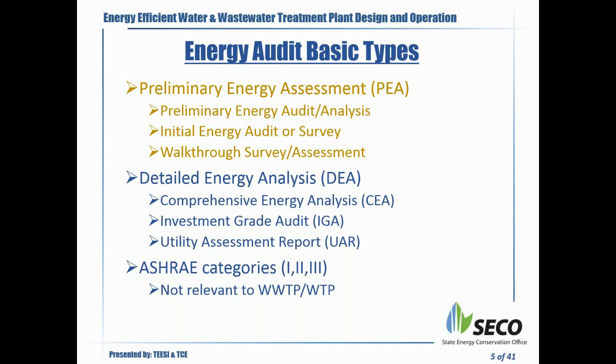For those of you who are on the building side, you may have come across ASHRAE categories 1, 2, and 3. Mostly the ASHRAE category 1, 2, and 3 type of audits are geared towards facilities, buildings and so forth, and not too relevant to water wastewater treatment plants. For example, the SECO PEA would be somewhere between ASHRAE category 1 and 2, and a DEA for a SECO will be somewhere in the category between 2 and 3. So anyways, a preliminary energy assessment is an initial assessment, and a detailed energy assessment is a more comprehensive process.